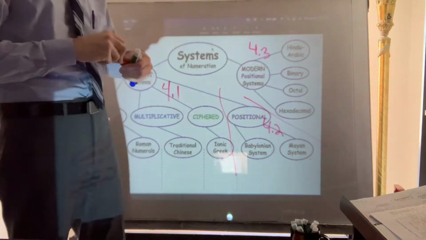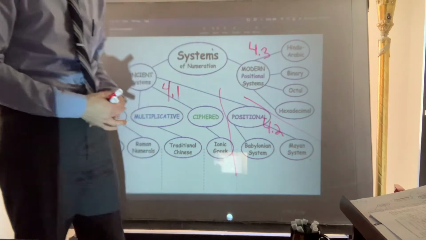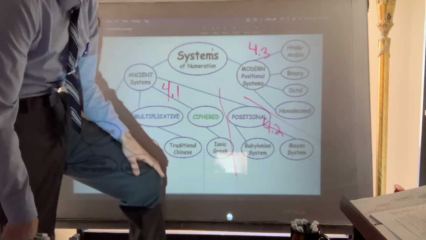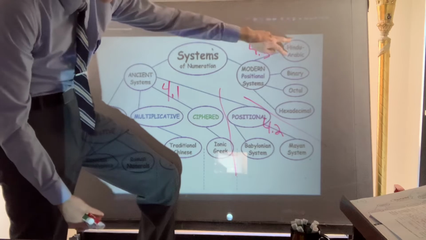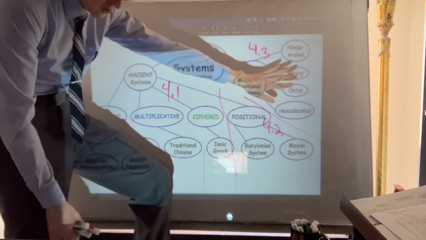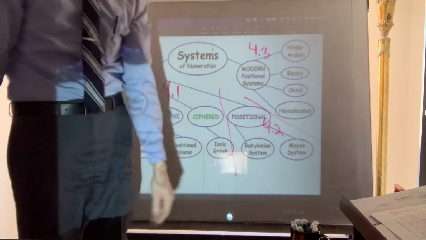Our modern system, the one that the world uses, the Hindu-Arabic numeral system, is in fact a positional system. We're all well acquainted with that, of course, but this can be translated into binary, octal, and hexadecimal as just three examples, also others as well.